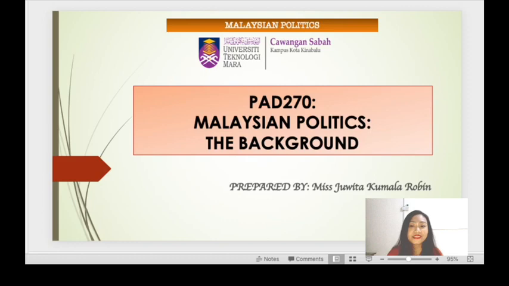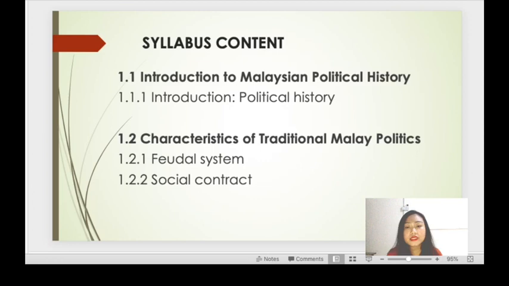Alright, let's start our lesson now. Before we proceed with the lesson, this is the syllabus content of our topic 1. Okay, 1.1 is Introduction to Malaysian Political History, in which we will learn about the political history of Malaysia. 1.2 will be discussing characteristics of traditional Malay politics, in which there are two terms that are really important in understanding the characteristics of traditional Malay politics. The first one is the feudal system, and the second one is social contract.